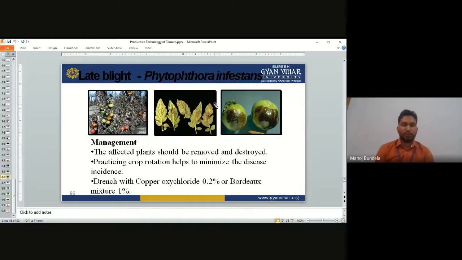We can use copper oxychloride 0.2% or Bordeaux mixture 1% to control the late blight of potato and late blight of tomato. It also occurs in potato. Phytophthora infestans. The affected plants will look like this. Complete dying of the plant will start.